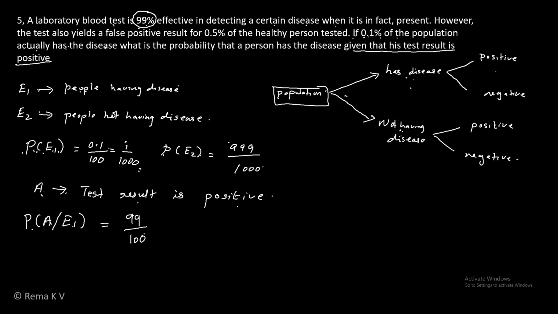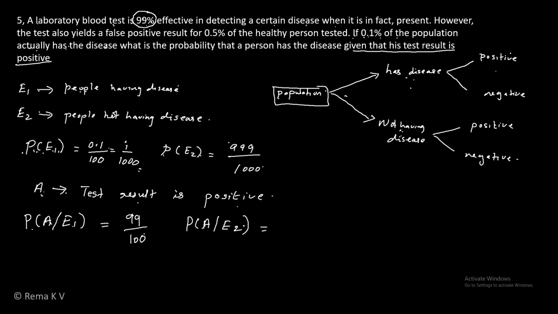In 99% of cases, if the person has the disease, the test result is positive. In 99% of cases, it will be true. Then the second part is probability of A given E2.